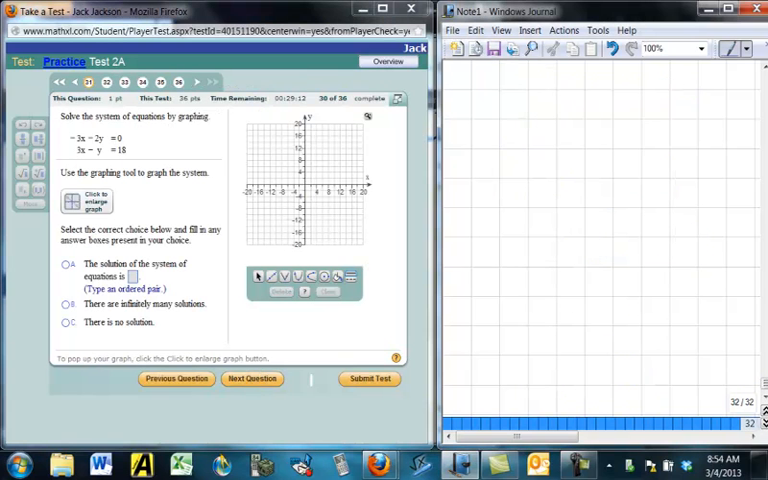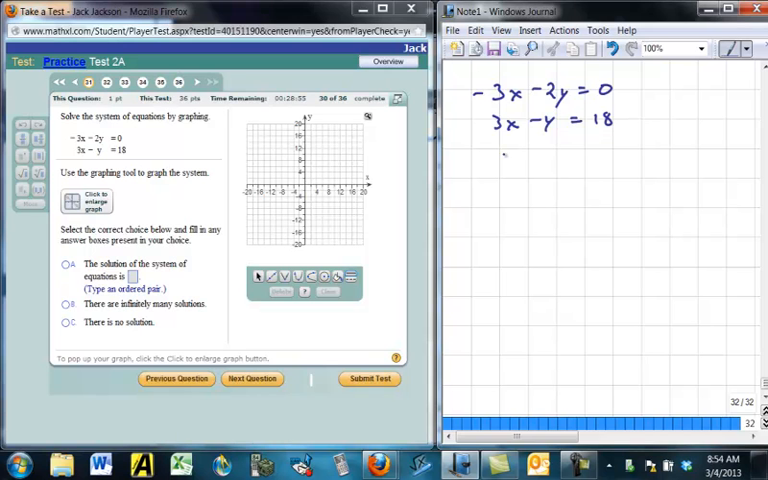Alright, next, solve this system of equations. They say do it by graphing. You can actually get the solution any method you want, since, I mean, who's going to know. But here we are, and we do want to graph this.